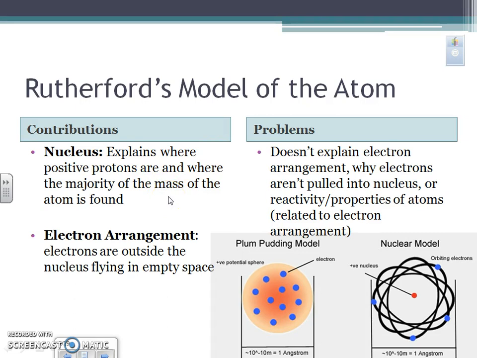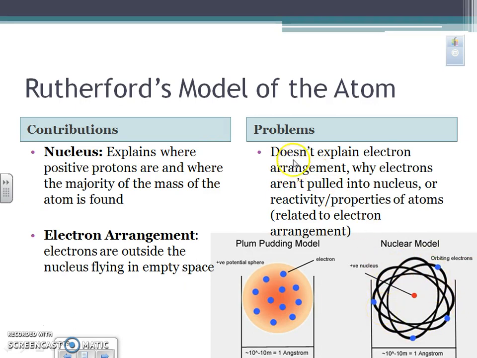Okay, so up to this point, what do we know about electron arrangement? It's not very much. We went from the plum pudding model that Thomson said, that all electrons are just randomly scattered throughout the atom, to Rutherford's idea of a nuclear model. And that means that there is a nucleus where the positive protons are and the majority of the mass is found, which was a great discovery using that gold foil experiment. The only thing he said about an electron is that they're outside the nucleus flying in empty space. So he didn't even know about these rings. If you see these things right here, he just knew they were outside the nucleus.